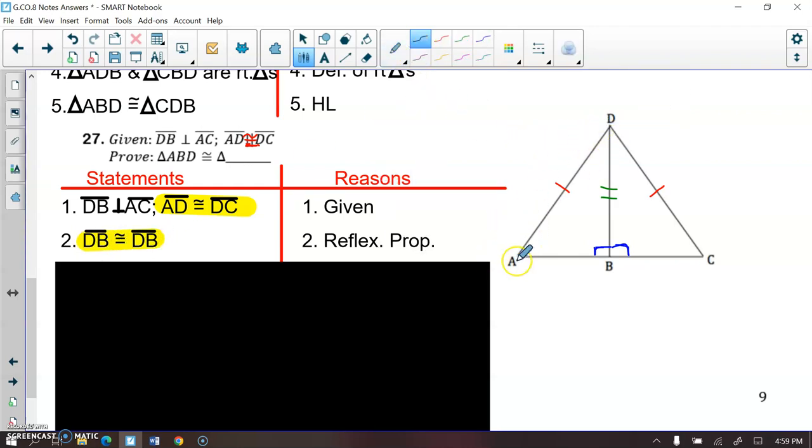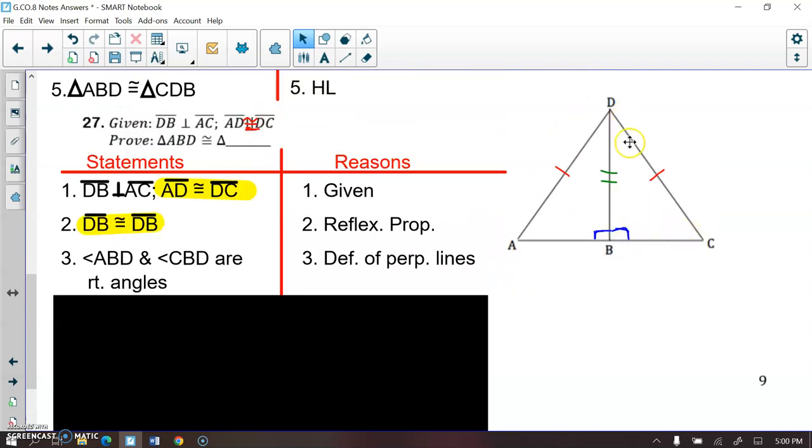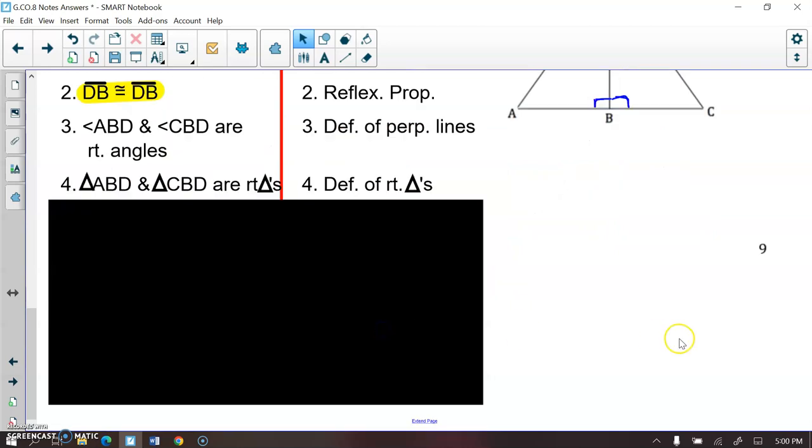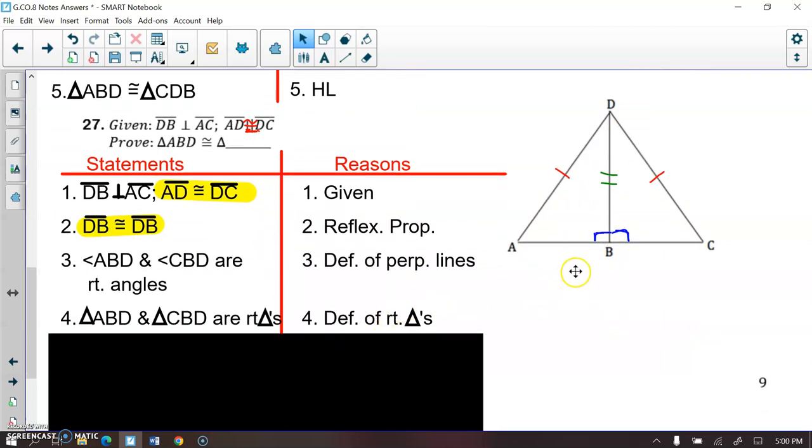Now I have a pair of hypotenuses and a pair of legs congruent on these triangles, so we will be using HL. But again, in order to use HL, you need to state that these are right triangles. So just knowing that line DB is perpendicular to AC, we can then say that angle ABD and angle CBD are right angles. That's the definition of perpendicular lines. Now, if we know that these are right angles, then we know that these are right triangles by the definition of right triangles. Now that we know that they're right triangles, and we know that a pair of legs are congruent and a pair of hypotenuses are congruent, we can say that the triangles are congruent by HL.